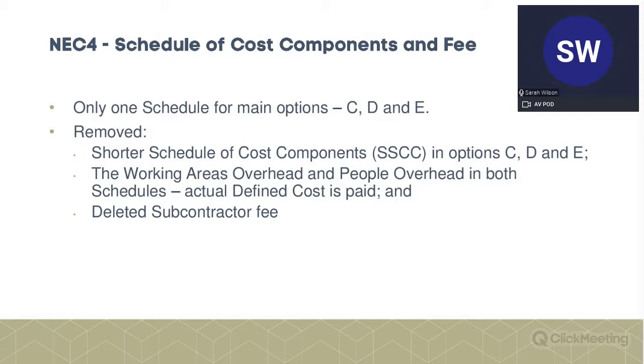So yes, what has been removed? The shorter schedule of cost components for options C, D, and E, that's out. So also, not a good change in my view, these working areas overheads and people overheads in both schedules have been removed. So if you remember when we got to the charges section, I was talking about percentages. So that's for certain items in those charges, you could just percentage it against the people cost.